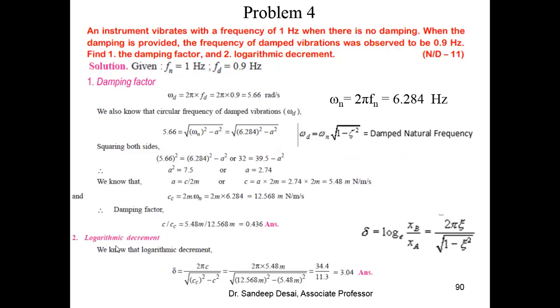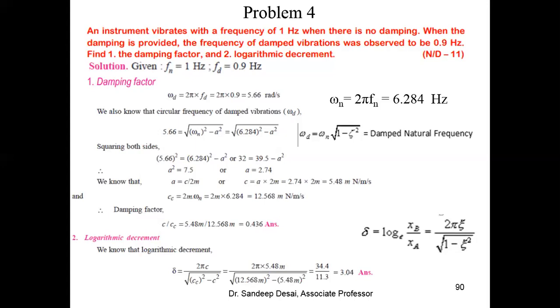Now, second, logarithmic decrement. Use this expression: delta is equal to 2 pi zeta divided by under root 1 minus zeta square. You know zeta, 2 is constant, pi is constant. Calculate delta and write down your answer in the chat box. How much is delta? Write down your answer.